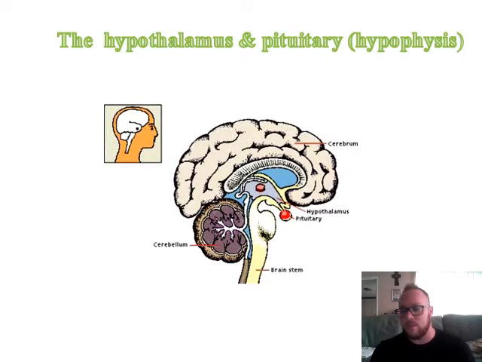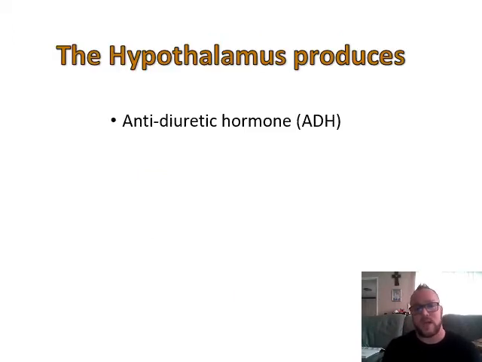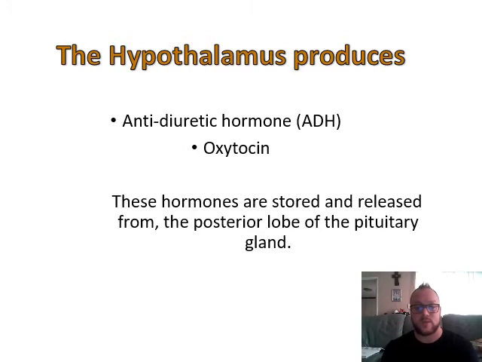So we're just going to quickly remind you about the hypothalamus and where it is, and also the place of the pituitary, otherwise known as the hypophysis. So the hypophysis produces antidiuretic hormone, which we've mentioned already, deals with the amount of salt and water, and that has to do with the kidneys. And then oxytocin, which is the love hormone, as well as which decides about your contractions. So these hormones are stored and released from the posterior lobe of the pituitary gland.